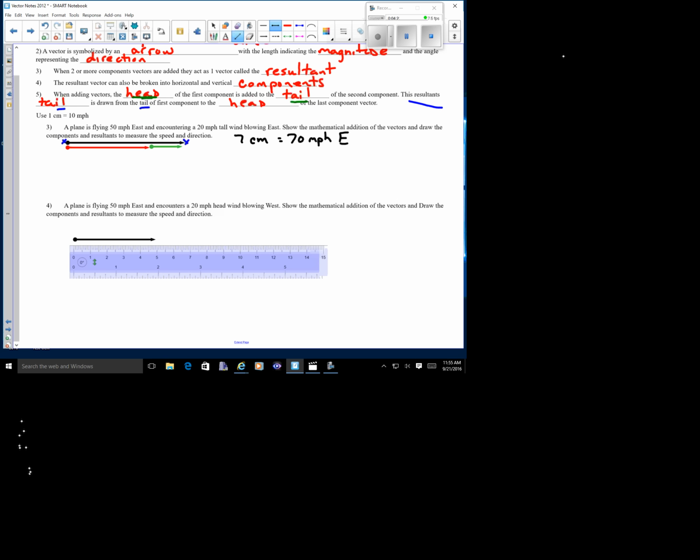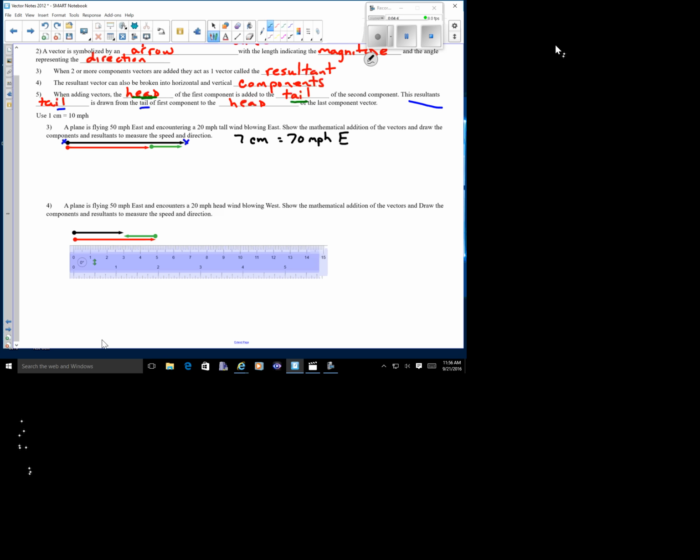And so now when I draw my resultant, I'm going to start from the tail of the first to the head of the last. My resultant ends up being 3 centimeters long, and 3 centimeters is the same thing as 30 miles per hour on this scale. And since, once again, it's pointing to the east, I'm going to make that direction east. So vectors are pretty easy in one dimension here.